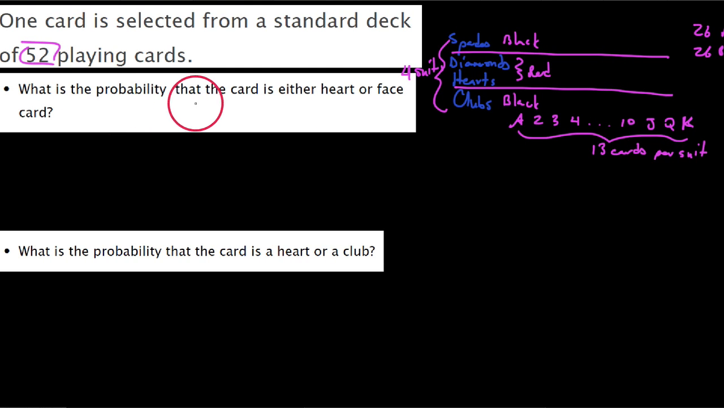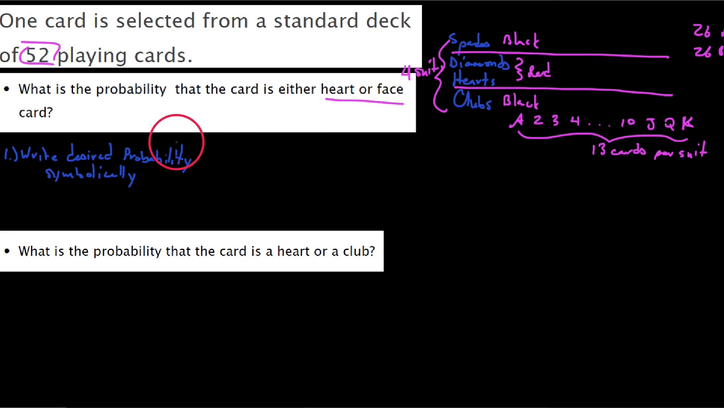We say, what's the probability that the card is either a heart or a face card? So rule number 1 in probability is this. Write the desired probability symbolically. And so what I mean by this is, just read the last sentence here. It says find the probability it's either heart or face. So I'm quite literally going to write down the probability that it's a heart or a face card. Now the interesting thing about this is this word or is sticking out to me now.